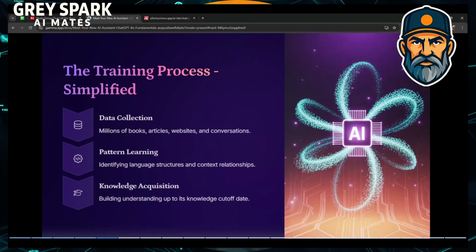To understand how ChatGPT 4.0 works, imagine if someone could read millions of books and millions of articles and millions of websites and have millions of conversations, and then become exceptionally good at recognizing all the patterns in human communication. That's essentially what's happening during ChatGPT 4.0's training process. The system has learned from an enormous data set of text from the internet, books, and other sources, identified the patterns in the language, the context in the language, and the appropriate responses to each conversation.